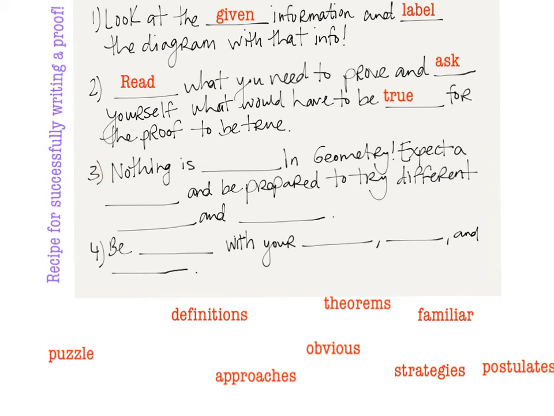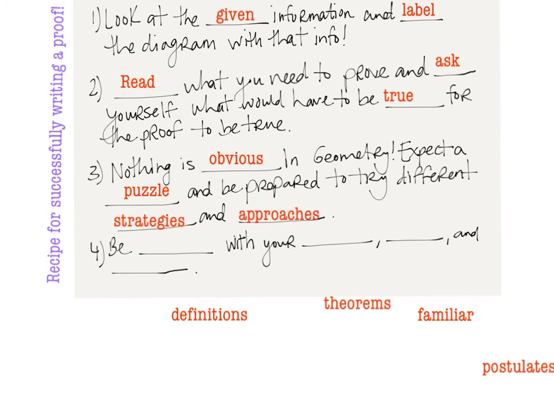Now this third one's really important. Nothing is obvious in geometry. And this is what really bothers a lot of students. Previously in math, it's a lot of finding the answer. And in most cases, there really is a limited amount of ways to get to the answer. In geometry, it is a puzzle. It's almost always a puzzle. And that's what I say here. Expect a puzzle. And be prepared to try different strategies and approaches to find that answer. So I don't want you to get stuck on that it's not obvious, because it isn't obvious. You're going to have to find your path there, and it may mean going down one road and having to find your way back and start again.